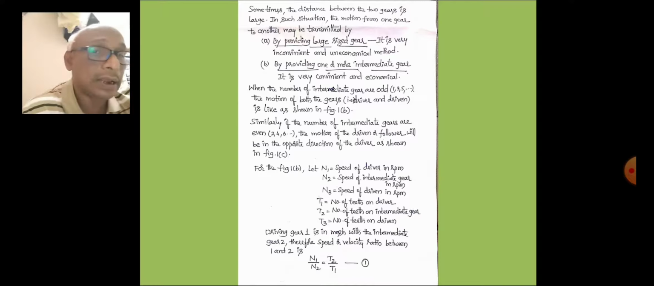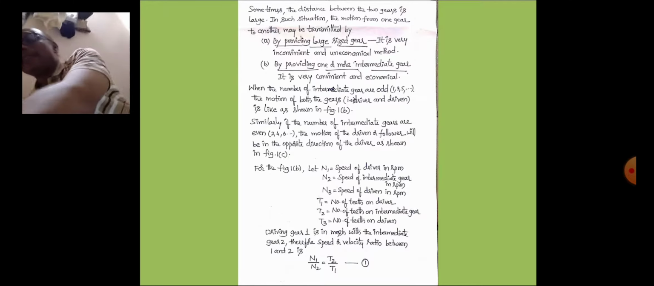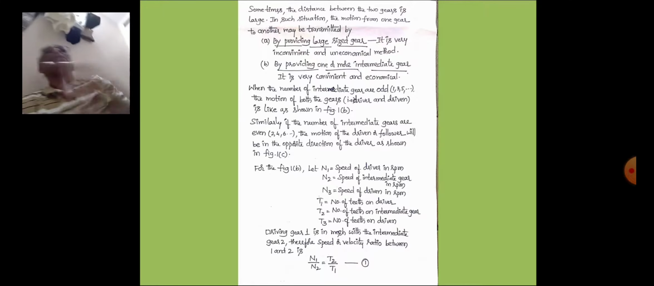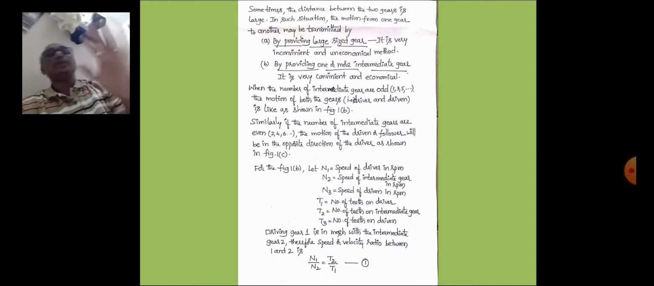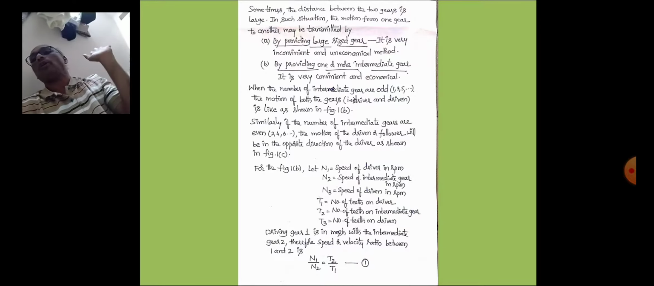In between the driver and the driven. Now if I write it N1, what is N1? It is the speed of the driver by speed of the driven, that is N3. So therefore N1 by N3 is said to be a velocity ratio, because in figure number 1b, which is the driver gear? Gear 1. Which is the driven or follower? That is gear 3. So what is velocity ratio? Speed of the driver to the speed of the driven always.